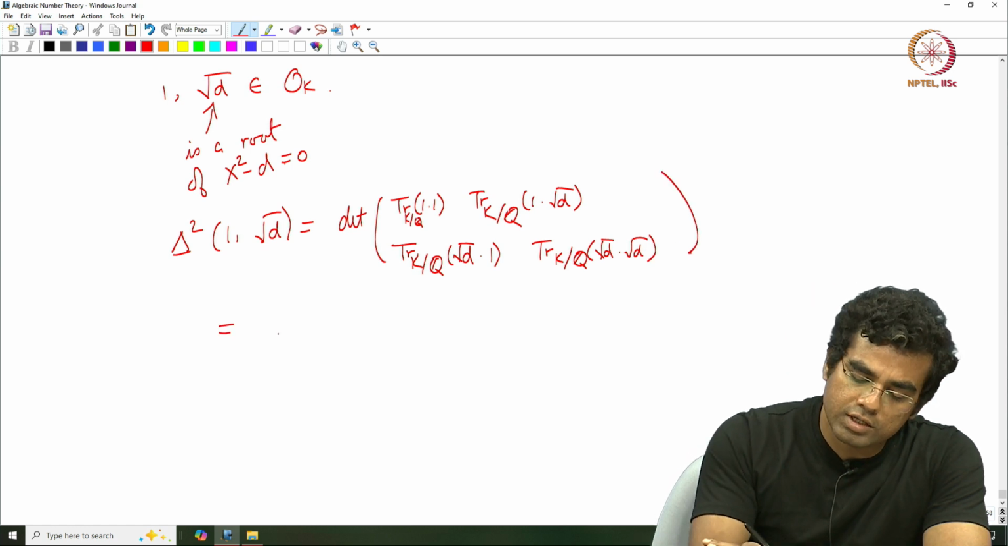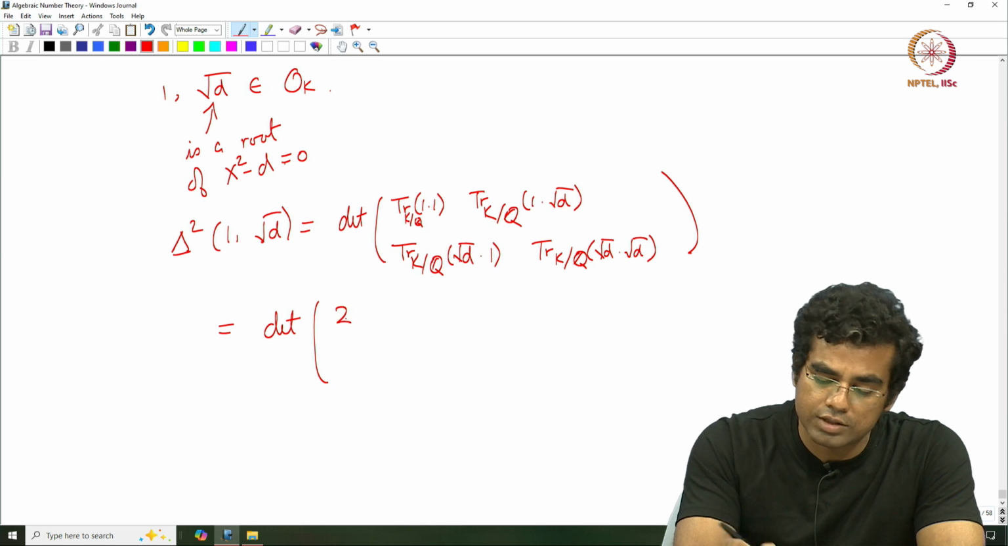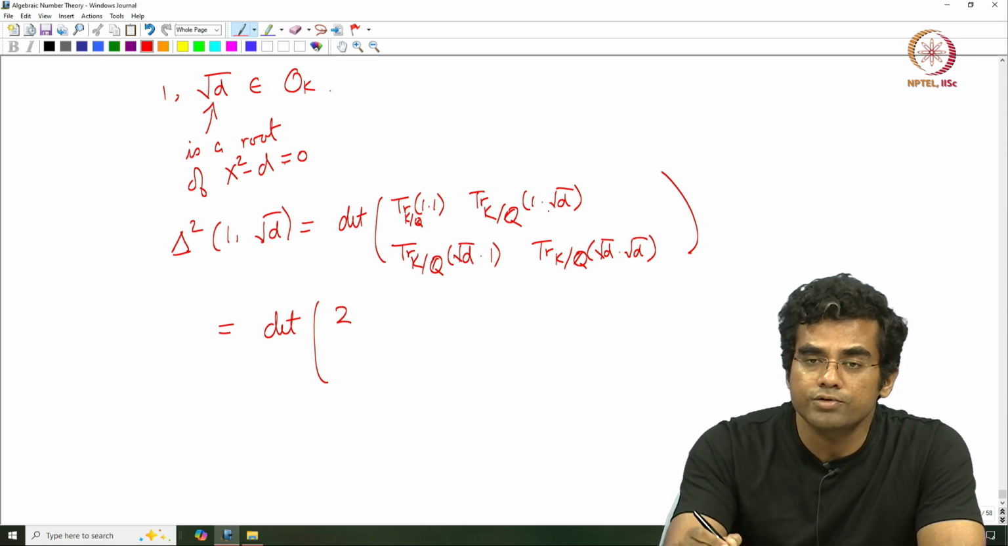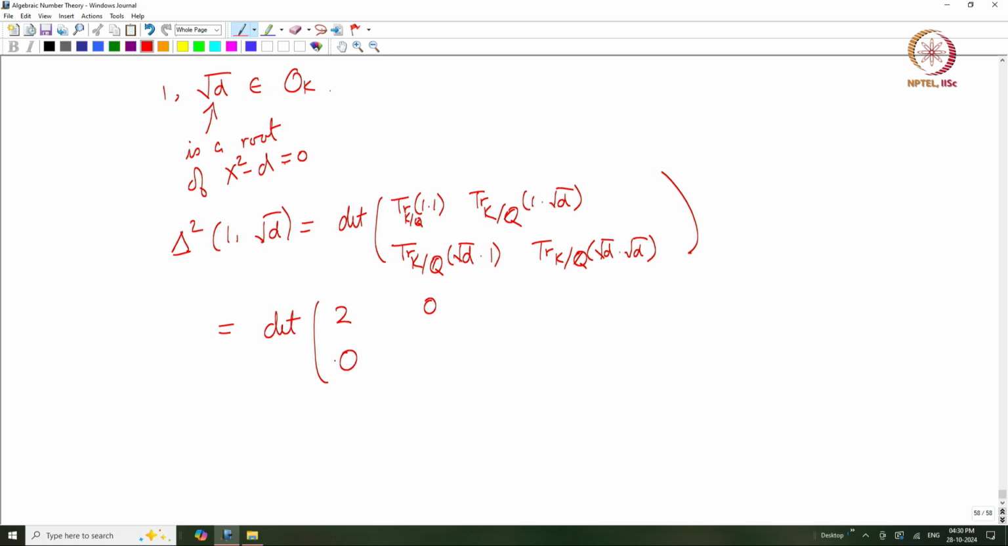Okay. So, what is this? This is the determinant of the trace matrix of 1 and square root of d. The trace of 1 is 2, the trace of square root of d is 0, and the trace of square root of d squared, which is just the trace of d, is 2d. And so the determinant is 4 times d. Now, we know that d is square free, but 4 is divisible by 2 squared.